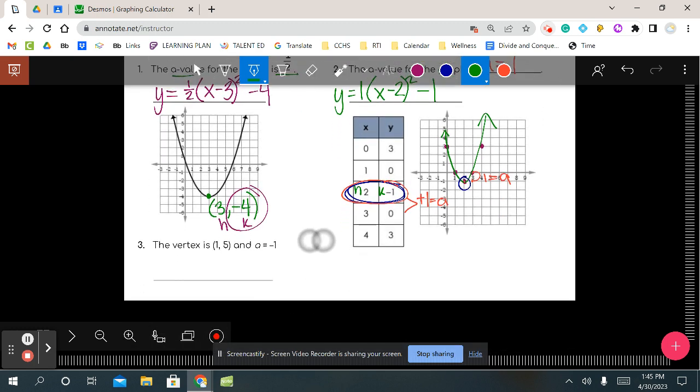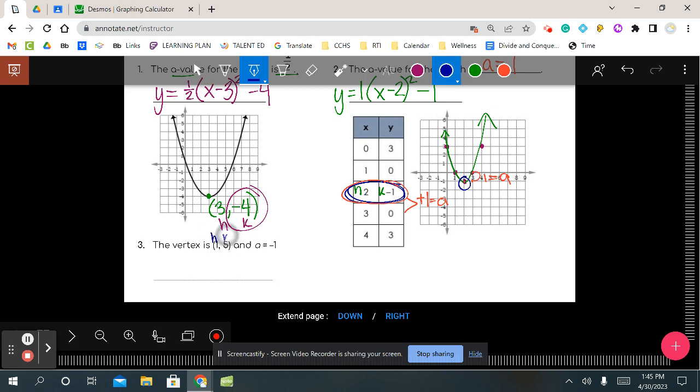Okay, going down to the next one, it gives us our vertex and our a value, so it gives us everything we need. So this is our h, this is our k. So y equals, our a is -1, so -1, (x minus our h, so -1) squared, and then plus my k, which is 5. And that is your vertex form.